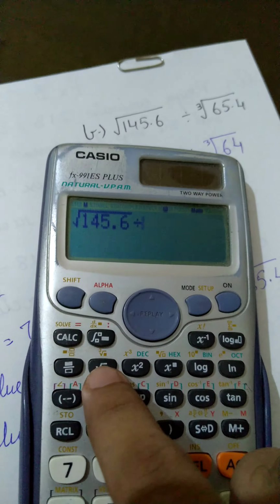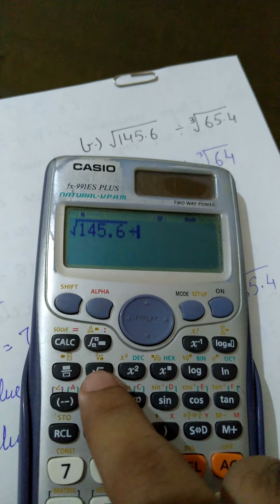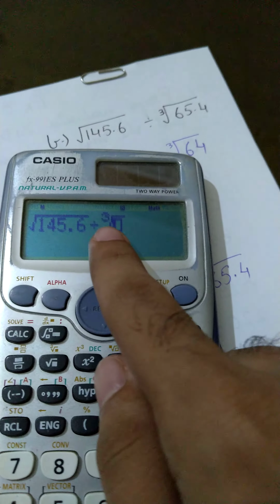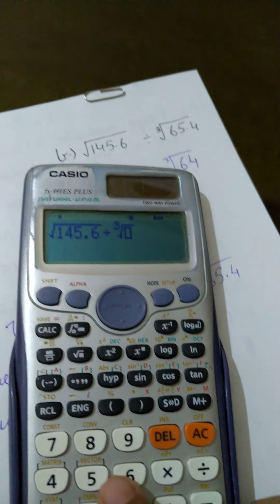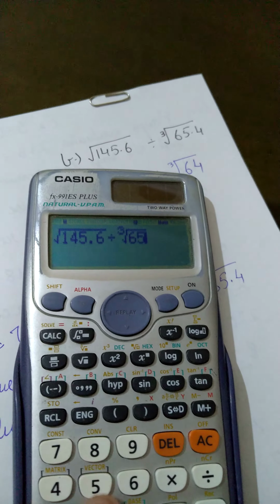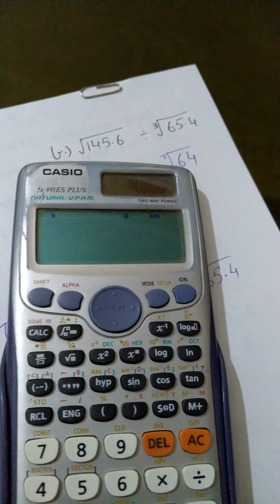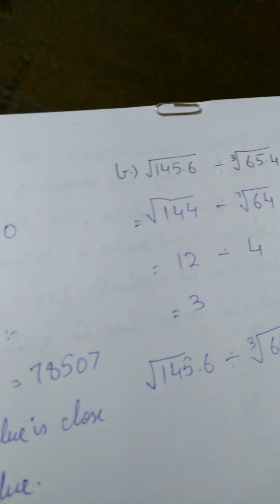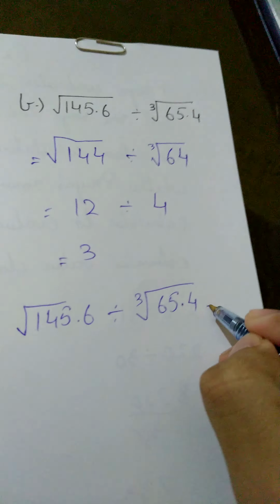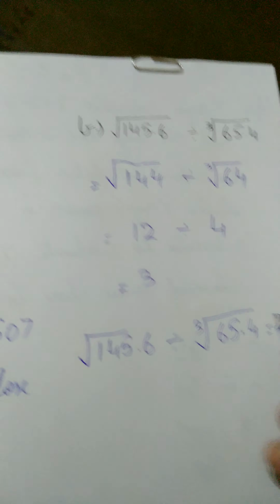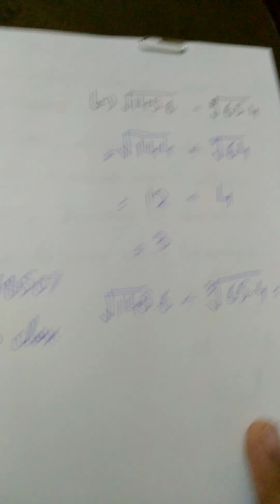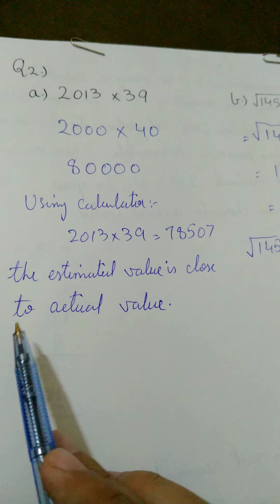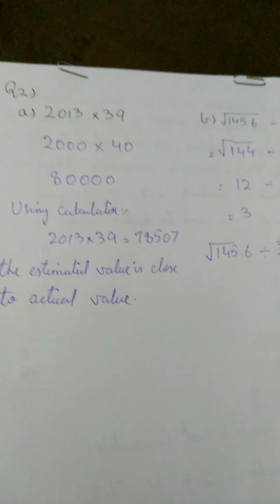Now you can see over the square root value there is a cube root button. So shift cube root will give me the value like this. You can see the small 3 here, it means the cube root, and I will put the value 65.4, and the answer is 2.99. My actual answer was 3 and this is 2.99. So you can write this statement again: the estimated value is close to the actual value. So question 2 is also done.